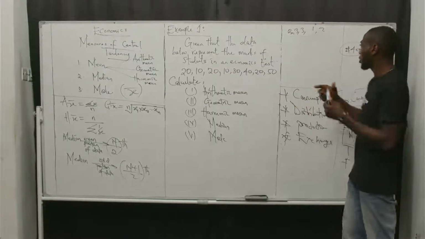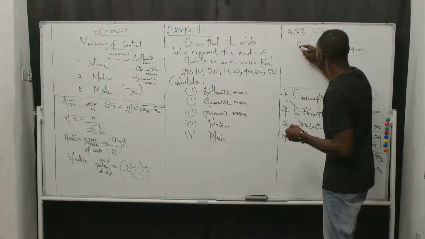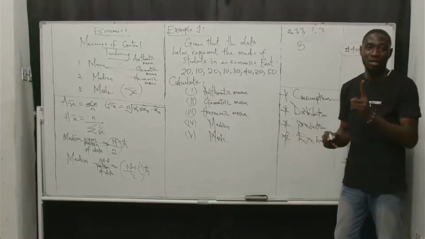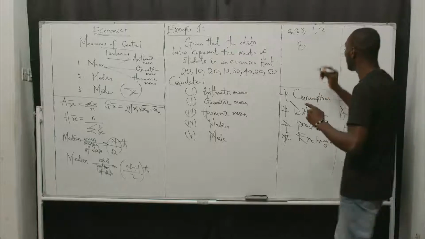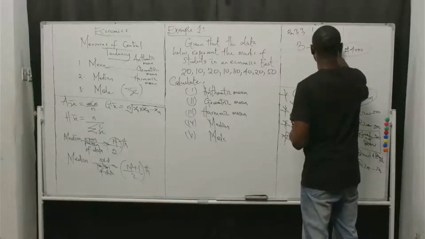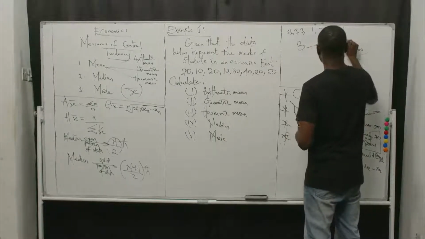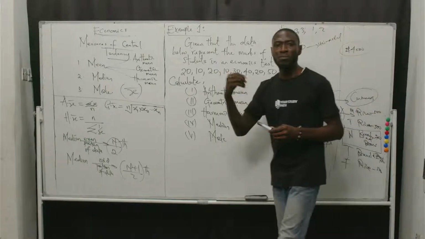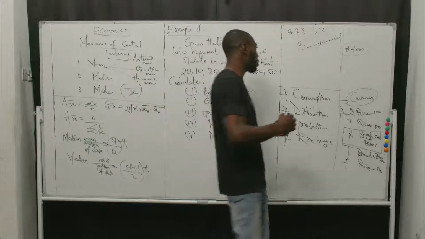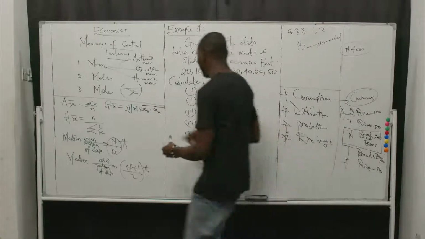So the number that occurs most here is 3. Because the number that occurs most is 3, that's a single number. My mode is a single number, so I call it unimodal. Are you following now? You call it unimodal. But if the modes are 2, you call it bimodal. So let's put that here.